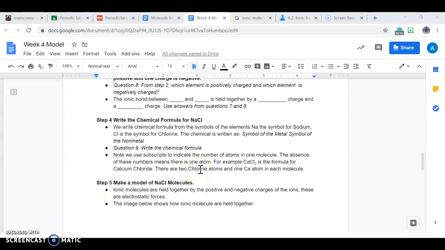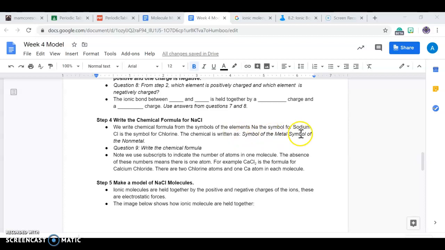All right. So now we're on step 4, and we're going to talk just a little bit about chemical formula. There's just one question to go over here. Chemical formula from the symbols of elements. Na is the symbol for sodium, and Cl is the symbol for chlorine. The chemical formula is our shorthand notation for what elements are in one molecule, okay?